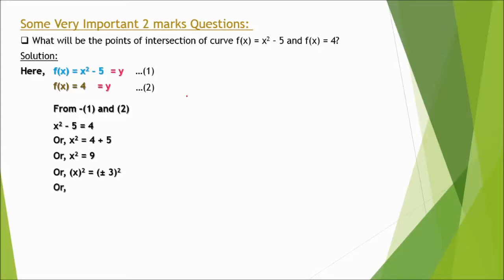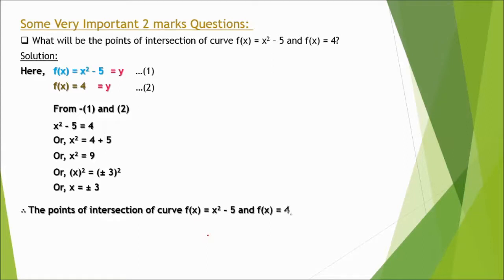And x is equal to plus minus 3. Okay, now the point of intersection of the curve, there will be 2 points. The first one will be 3 comma 4, and minus 3 comma 4 is the second one. So we have two values of x, isn't it? Plus and minus. That's why we have 2 points of intersection.